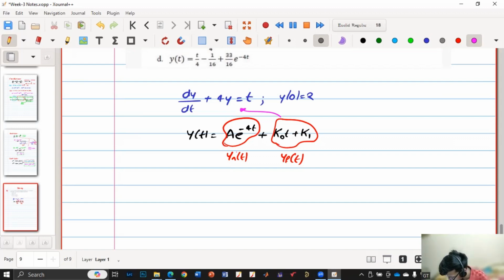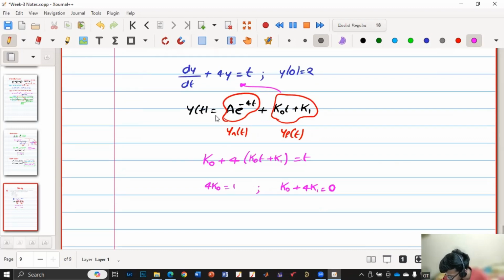Have you substituted? What will I be getting? K naught is equal to 1 by 4. So I'll get K naught plus 4 K naught T plus K1 is equal to T. So I'll have two equations: 4 K naught is equal to 1 and K naught plus 4 K1 is equal to 0. So what are the values that you are getting? K naught is 1 by 4, K1 is minus 1 by 16.